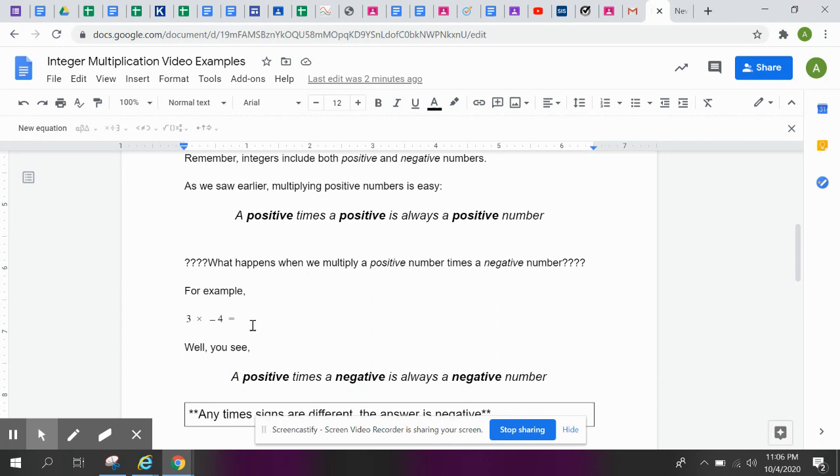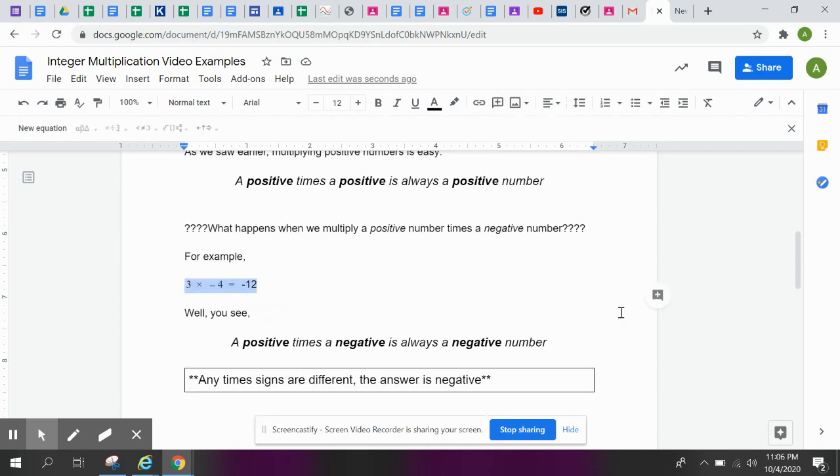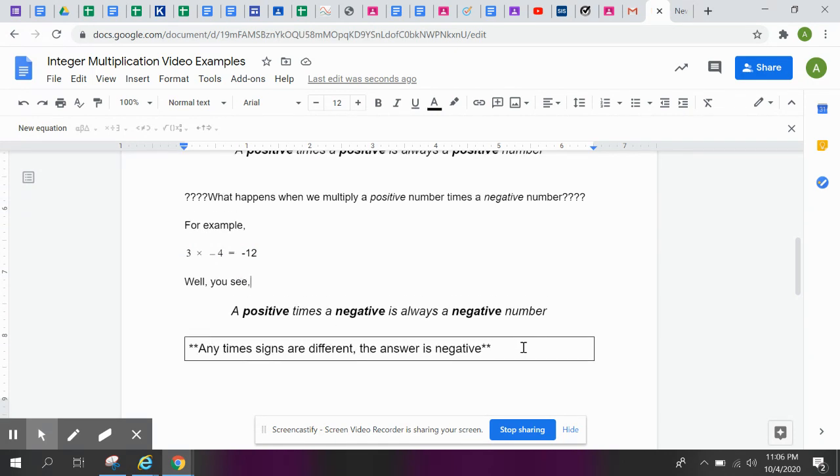So in this case, when we're doing 3 times negative 4, we know that 3 times 4 equals 12, because 3 plus 3 plus 3 plus 3 equals 12. But since we have a positive number times a negative number, our final answer will be negative 12. So we do the normal process of 3 times 4. We remember that since this is a negative number, our final answer must be negative. So remember that a positive number times a negative number is always a negative number.